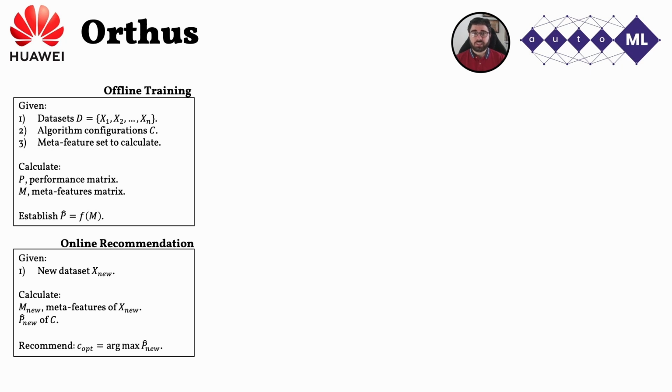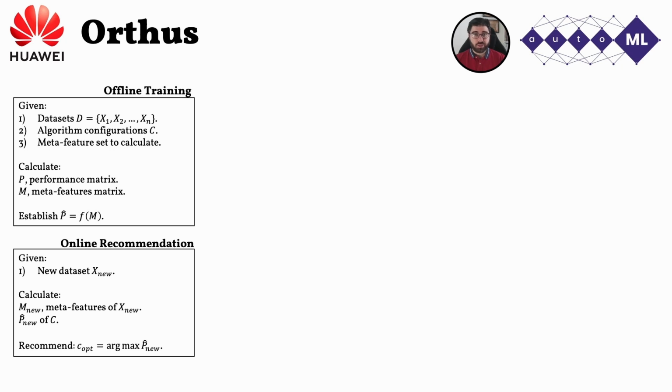To clarify the process of this kind of recommenders, they have two phases: an offline training one and an online application one in which the recommendation is issued. During the offline training, all the possible algorithmic configurations we want to be able to recommend are tested on a bunch of training data, and in parallel, meta features of these training datasets are extracted. Lastly, with these two matrices, a function that predicts algorithmic performance from the meta features is fit.